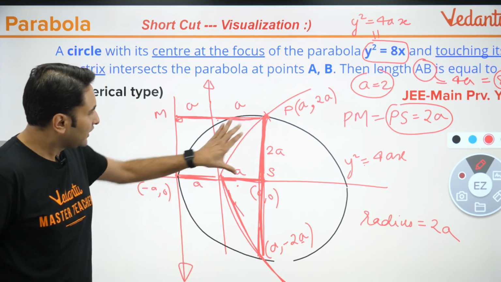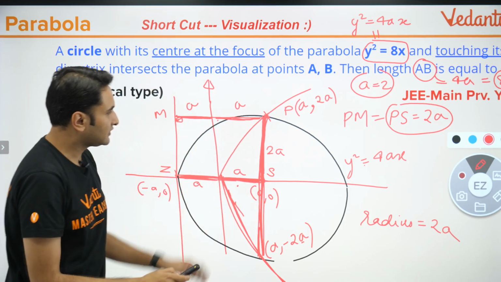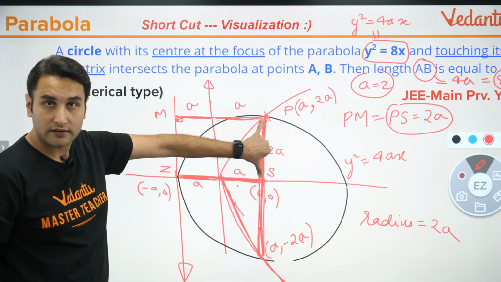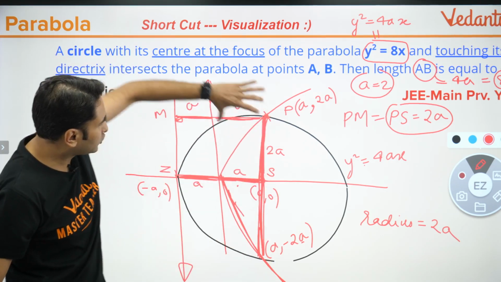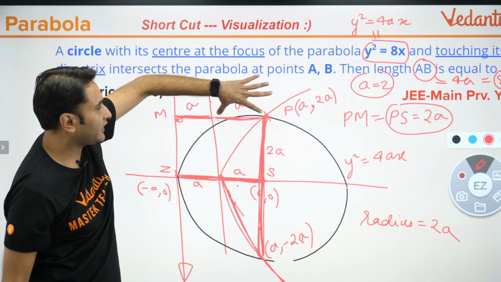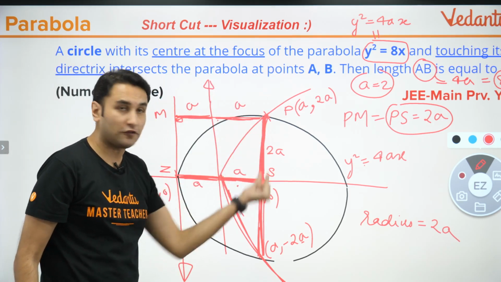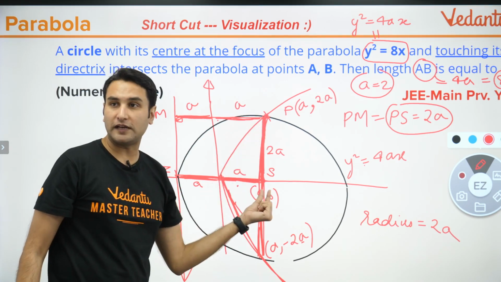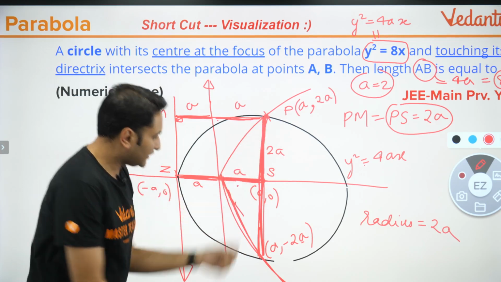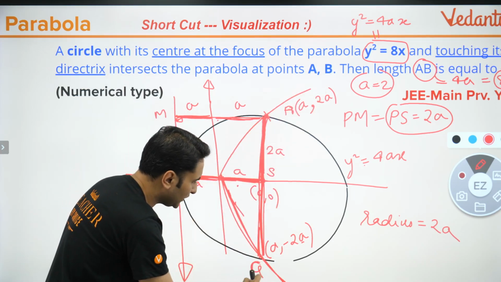We learn that I use the concept that this is radius, this is radius, so this is also radius, PS is radius, so PS is 2a. This 2a is also equal to this length PM, but this is a, so the x coordinate of P actually becomes a. This means P is just vertically above the focus, agree? Arre wah, it means actually this point P, this was A and this is B.